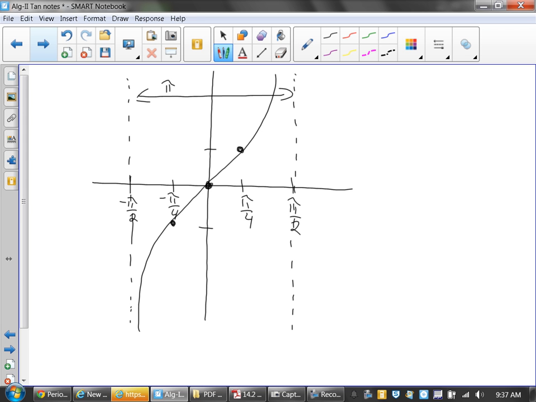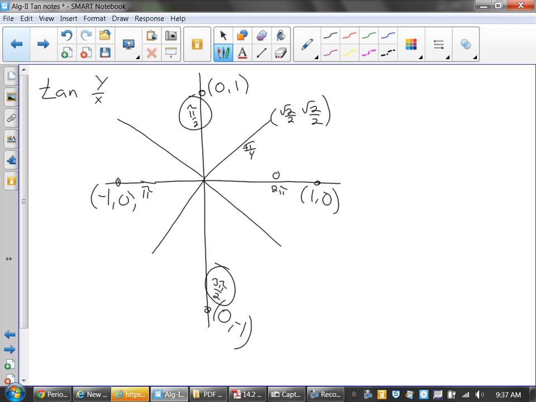Yes, sir. Where exactly did you get the 0 divided by 1? The ordered pairs and the quadrantals. When you're talking about here, tangent is 0 divided by 1, y over x. Okay. That's how I've been working through all of these things.